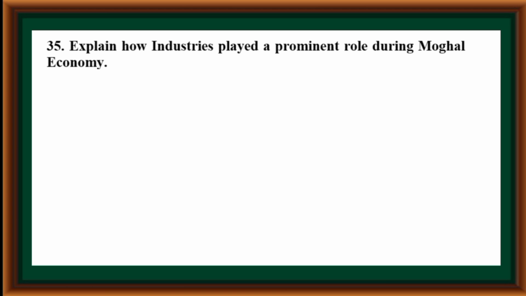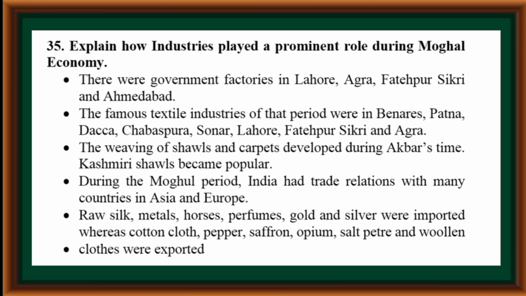Explain how industries played a prominent role during Mughal economy. There were government factories in Lahore, Agra, Fatehpur Sikri and Ahmedabad. The famous textile industries of that period were in Benares, Patna, Dhaka, Chabaspura, Sonar, Lahore, Fatehpur Sikri and Agra. The weaving of shawls and carpets developed during Akbar's time.